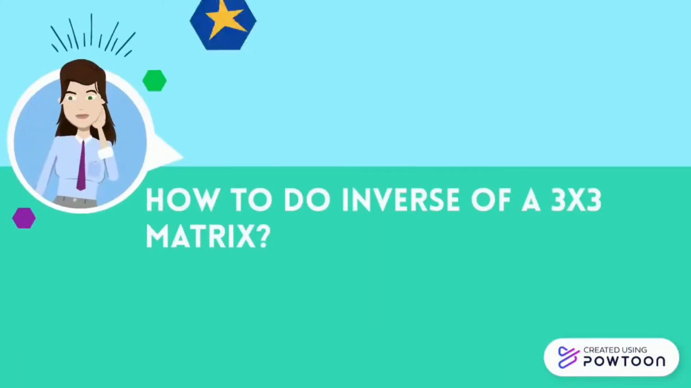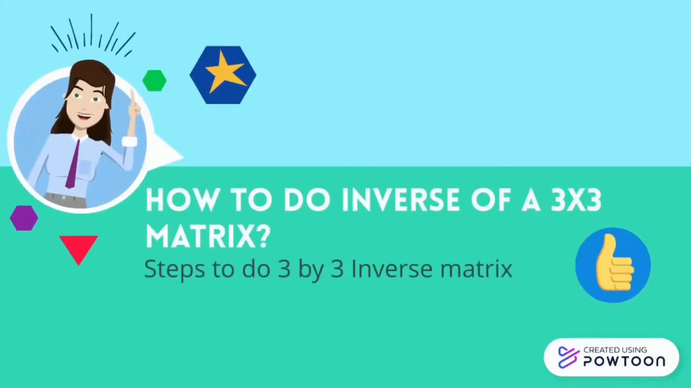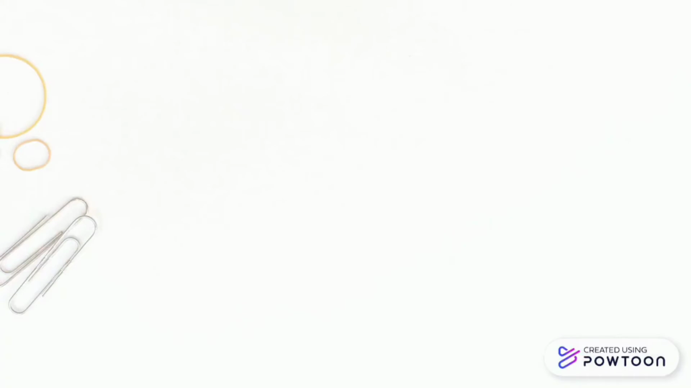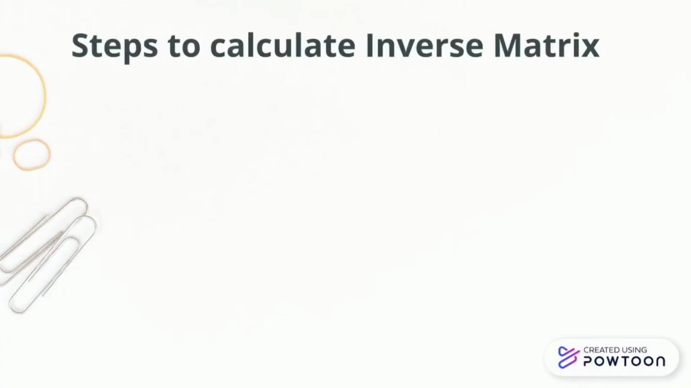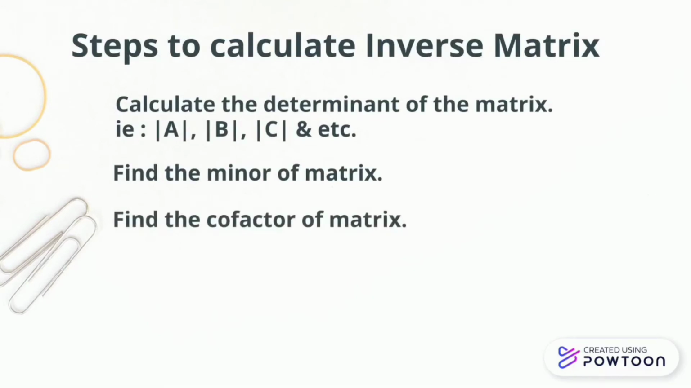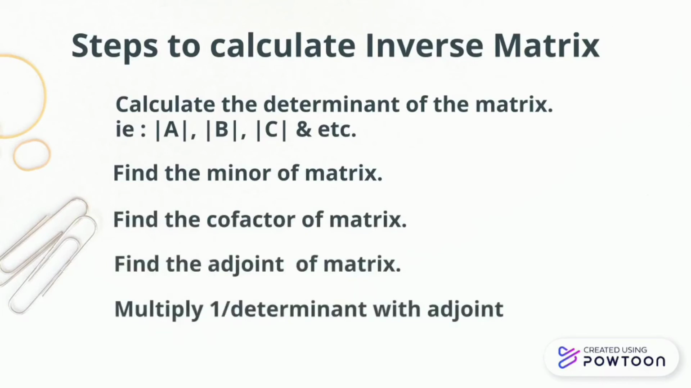How to do the inverse of a 3 by 3 matrix? Let me show you the steps on how to do a 3 by 3 inverse matrix. In order to solve an inverse matrix, you need these 5 steps. First, calculate the determinant of the matrix. Second, find the minor of the matrix. Third, find the cofactor of the matrix. Fourth, find the adjoint of the matrix. And lastly, multiply 1 over determinant with the adjoint.